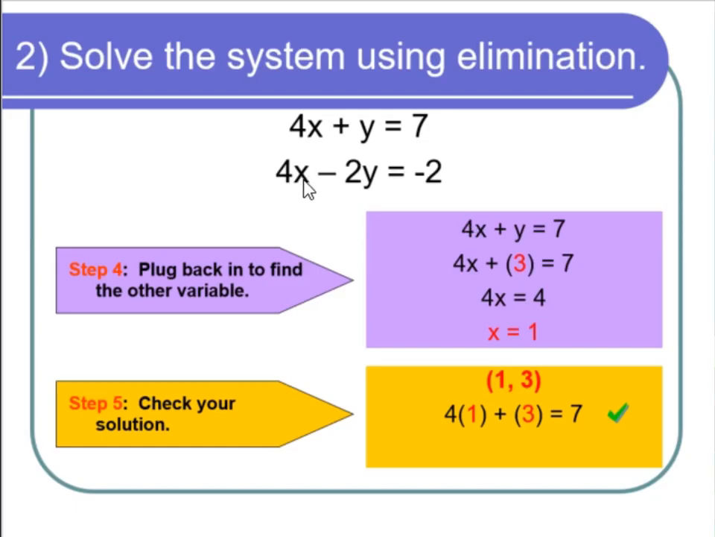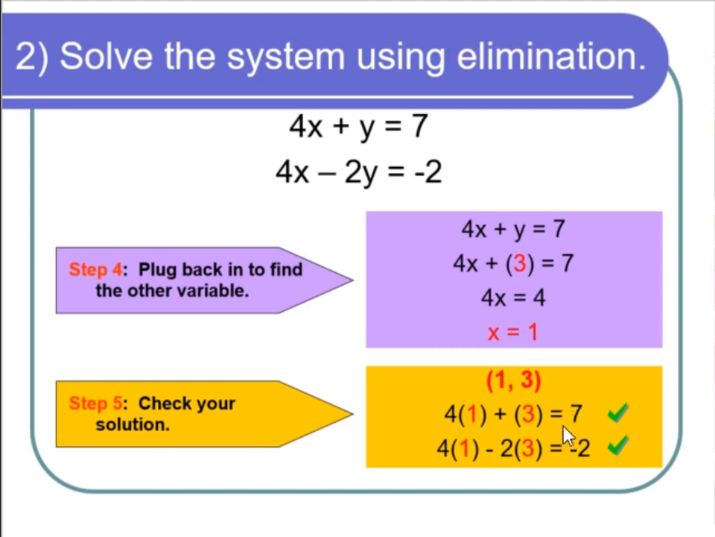What about in equation 2? 4x minus 2y is equal to negative 2. We substitute the value of 1 for x, and we substitute the value of 3 for y. So, what will happen is 4 times 1 minus 2 times 3 is equal to negative 2. 4 times 1 is 4, minus 2 times 3 is 6. 4 minus 6 is equal to negative 2.